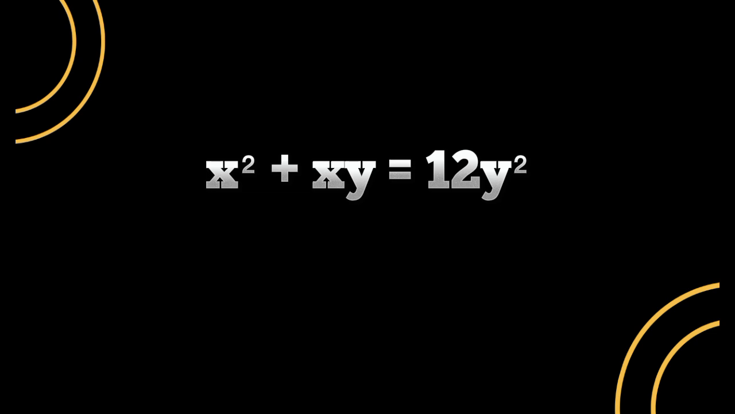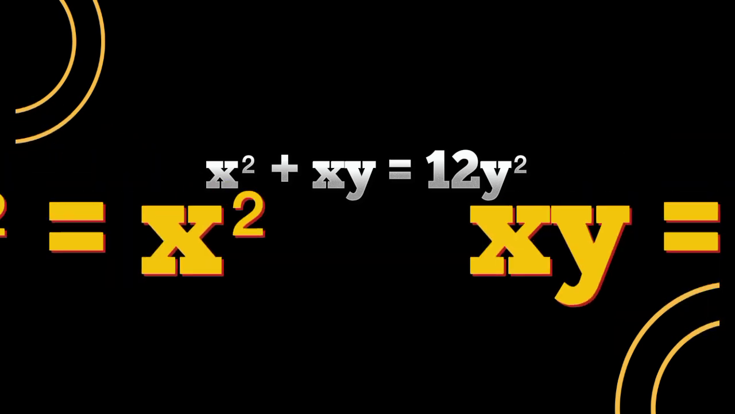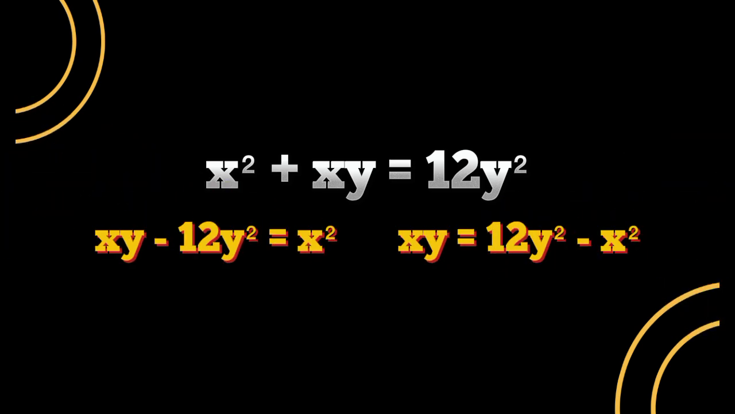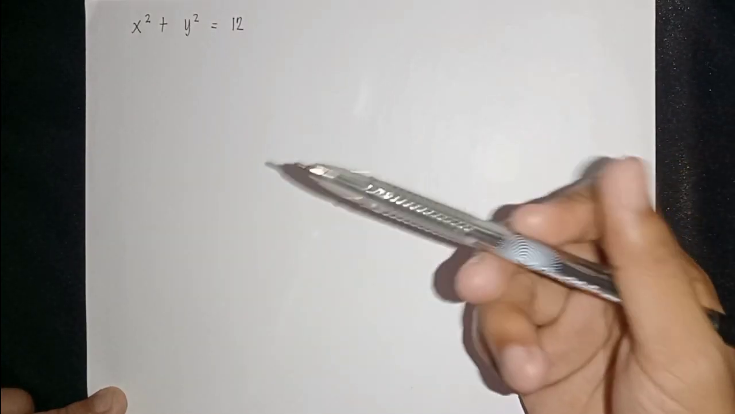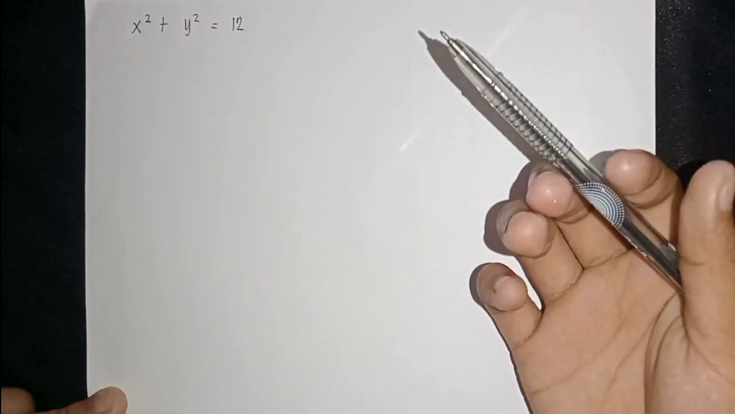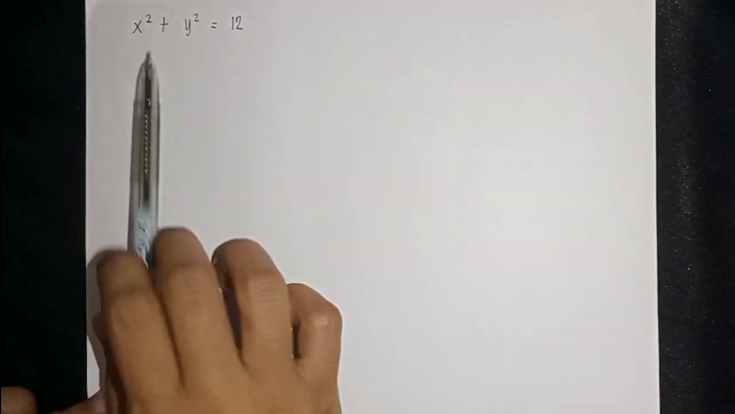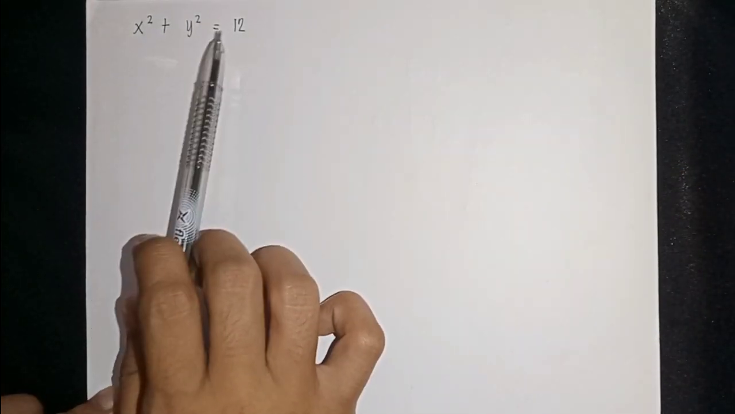Implicit functions look like this. X's and y's are tangled up together in such a way that they are not easily separated. In this function, for example, we can try to isolate the variables a couple of different ways, but it just doesn't work. This is where implicit differentiation comes into play. Let's go ahead and use it to differentiate this function.